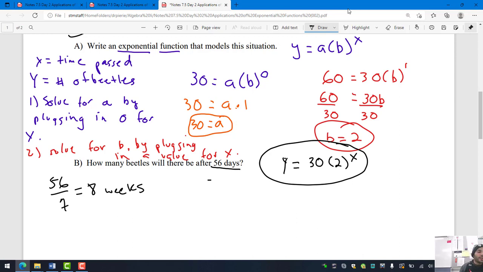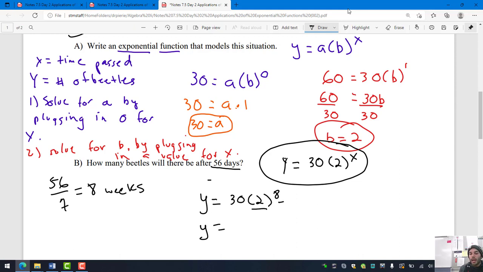So if we're trying to solve for the number of beetles after 8 weeks, all we have to do is plug this time in for x. So what I'll have here is y is equal to, solving for the number of beetles, 30 times 2 raised to the 8th power. Once you have that, it's a pretty simple plug and chug. We just got to make sure we account for order of operations. You have to do 2 to the 8th power first. You have to do your exponents first.